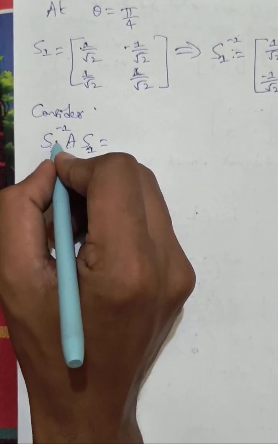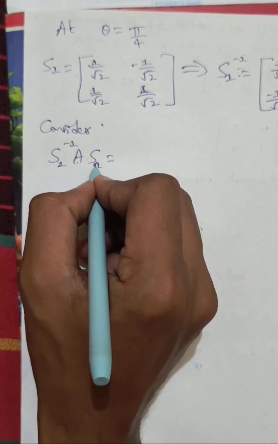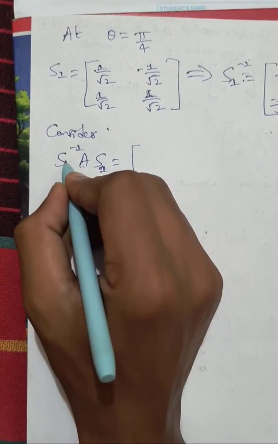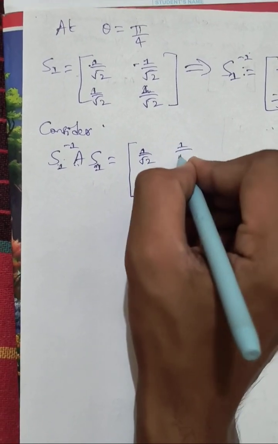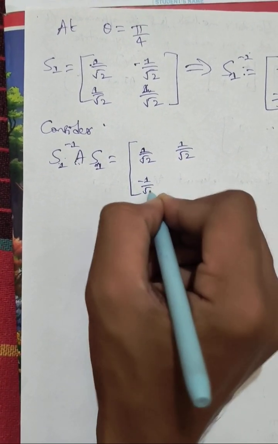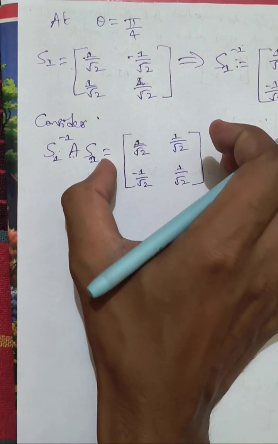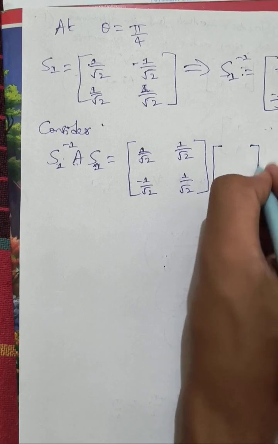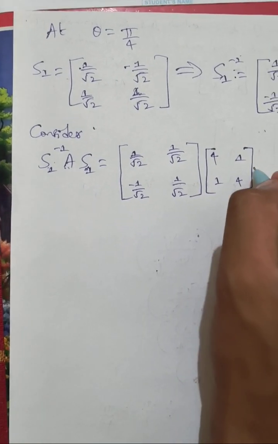S1 inverse. So first comes the S1 inverse followed by A, lastly followed by S1. So substitute the values. What is S1 inverse? This matrix: 1 by root 2, 1 by root 2, minus 1 by root 2, 1 by root 2. So this is what the S1 inverse is. What is A given? A is the given matrix. So that is 4, 1, 1, 4. This is the given matrix.